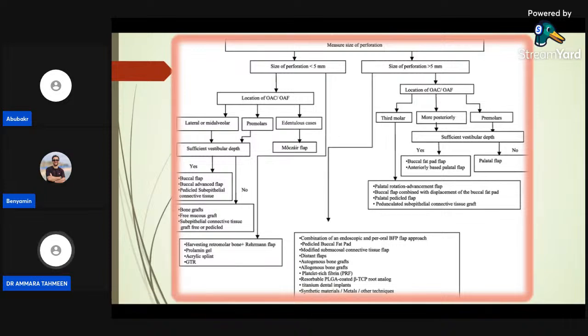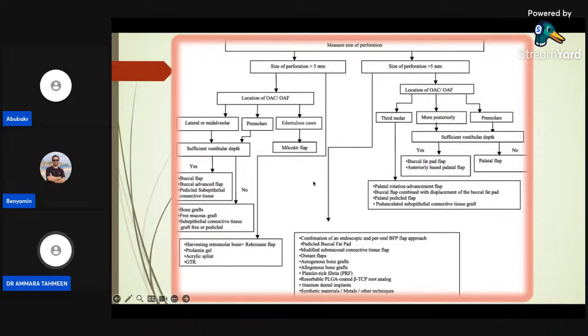And if you suspect there is a big bone defect also, then you need to reconstruct the alveolar region using bone graft, free mucosal grafts, and other grafts. Then coming to the edentulous cases, for most edentulous cases, there is one flap which is commonly used. It's called Moxer flap. So I'll be getting into detail of each of these flaps in the coming slides. This is just a brief outline of what we are going into next in the lecture.